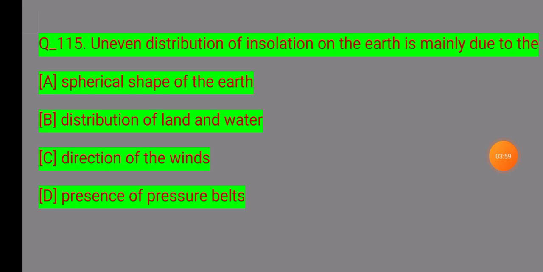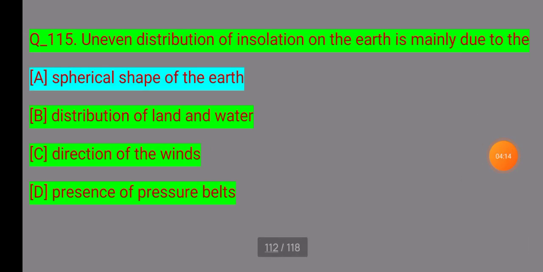Question 115 asks: the uneven distribution of insolation on the earth is mainly due to the, which of these four options? Option A, spherical shape of the earth, the uneven distribution of insolation on the earth.